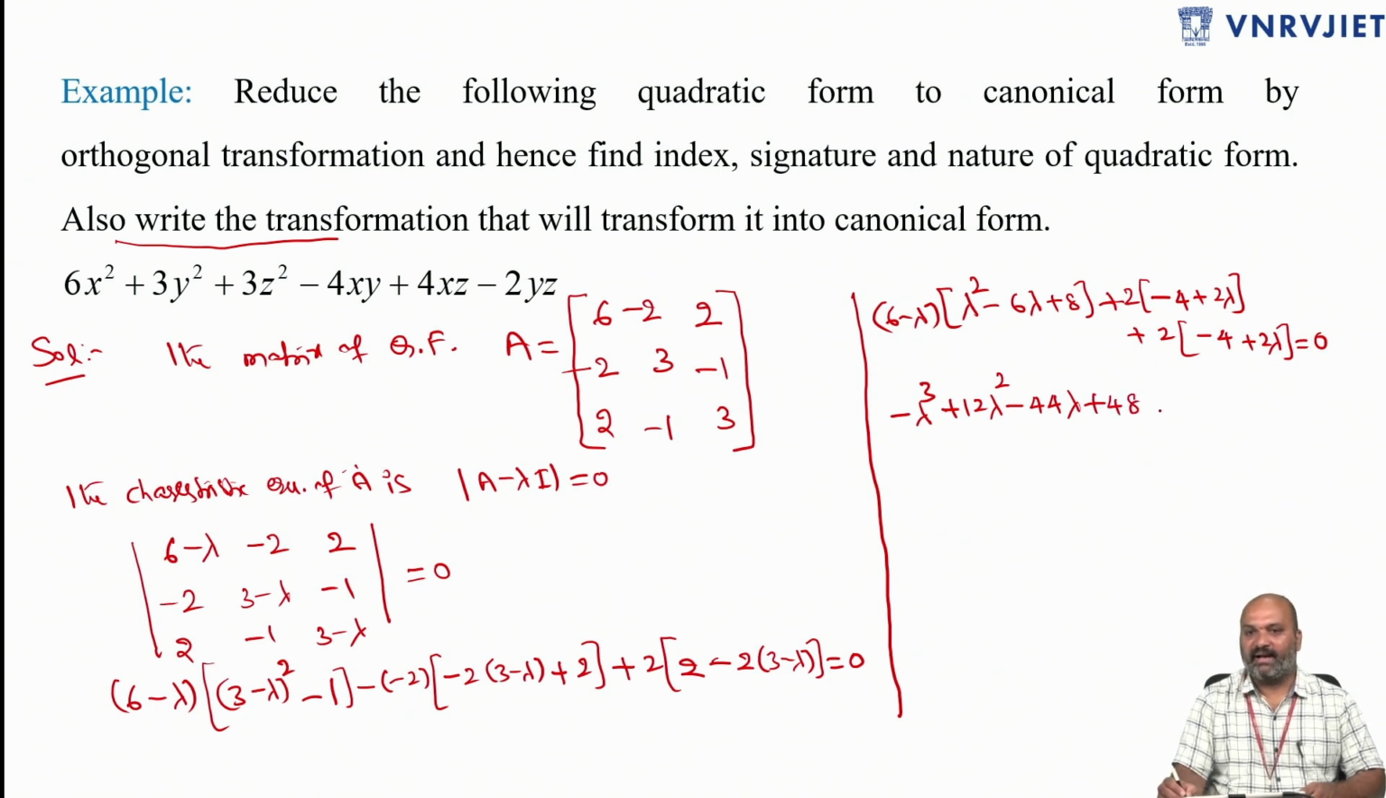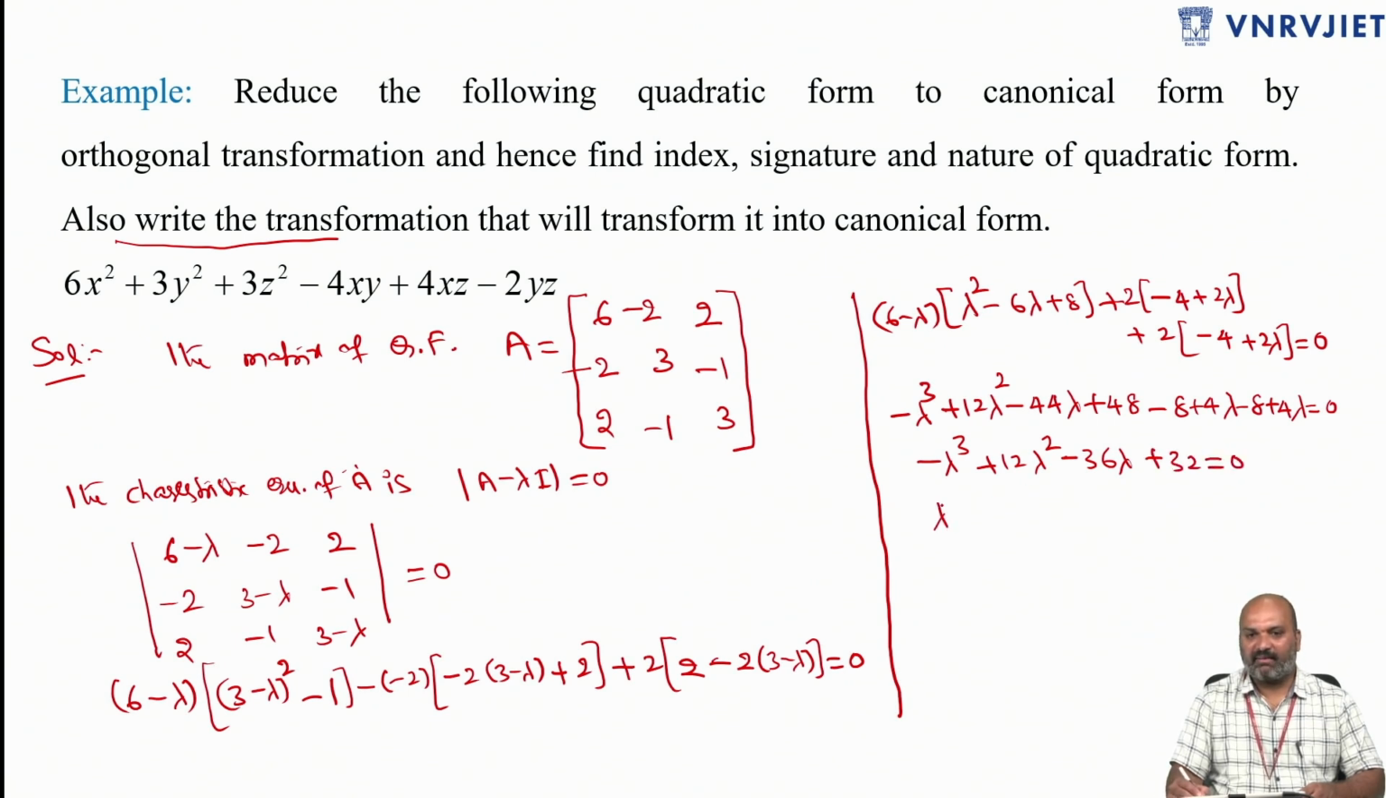Next here, it is minus 8 plus 4 lambda, which is equal to 0. Let's see, this is minus lambda cube plus 12 lambda square. Next, minus 44 plus 4, minus 40 plus 4, minus 36 lambda. And plus 48 minus 8 plus 40, it is plus 32. So, plus 32 is equal to 0.